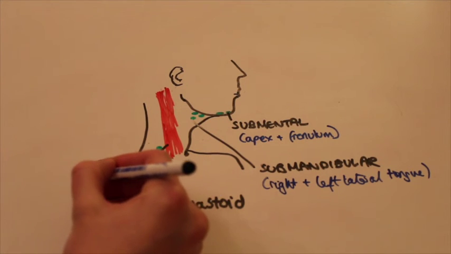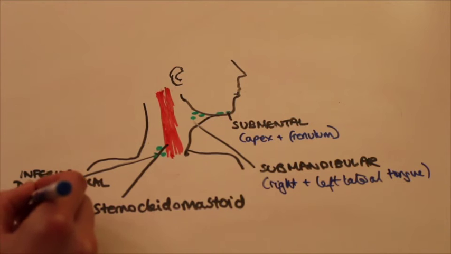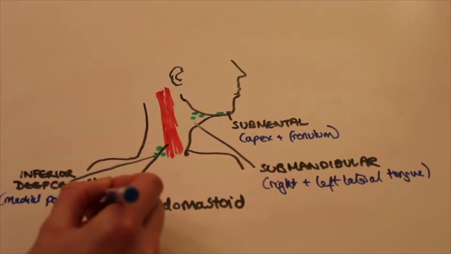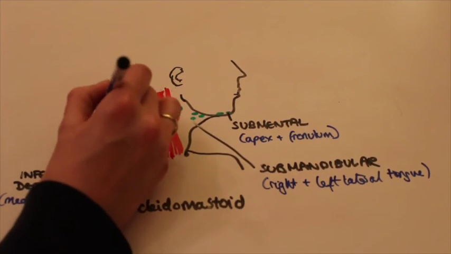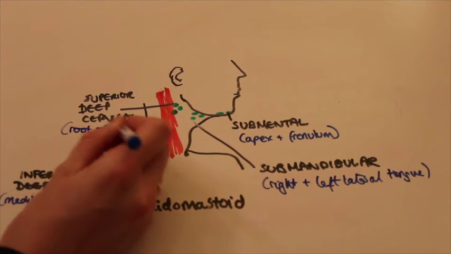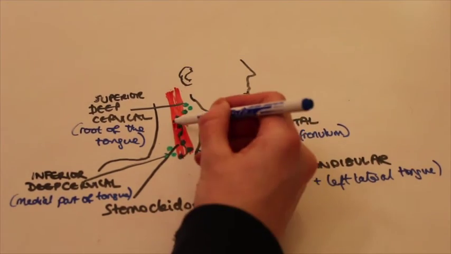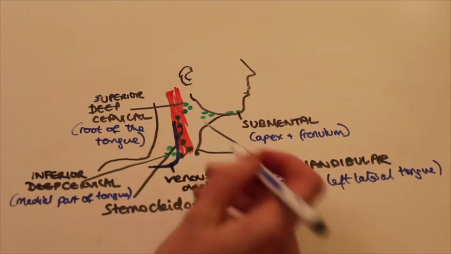The majority are under the sternocleidomastoid, which I've drawn in this picture. Some of the lower glands are just above the clavicle, such as the inferior deep cervical lymph nodes. Ultimately, all the lymph from the tongue drains to the deep cervical nodes and passes via the jugular venous trunks into the venous system.